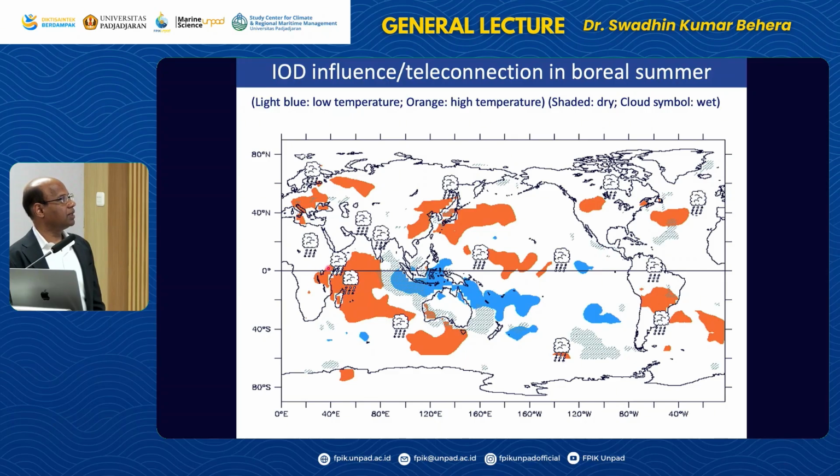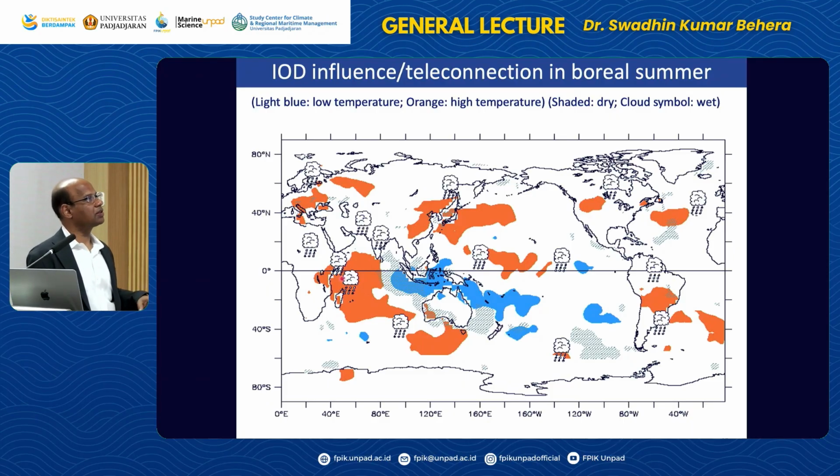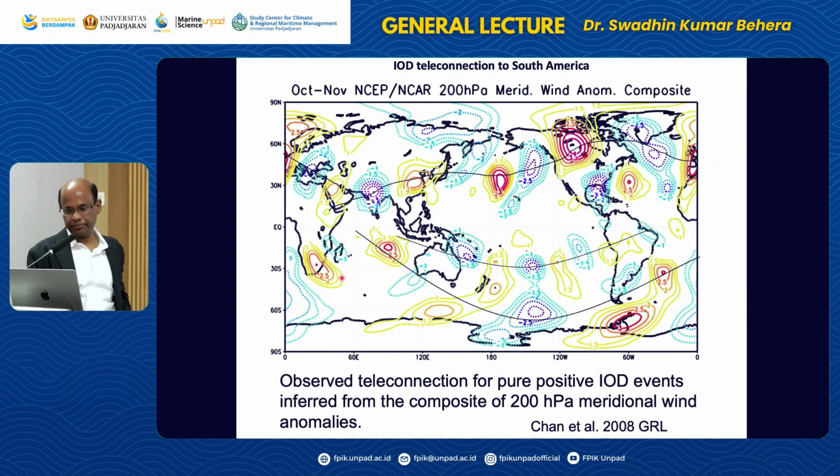However, the Somali region, African region, East African region, some parts of Europe, Japan, East Asia, they experience higher temperature, like warmer temperature, and the Somali region gets more rainfall because of convergence. So that's how the Indian Ocean dipole can also be teleconnected to other parts of the world through atmospheric teleconnections. And that's how the teleconnection happens.